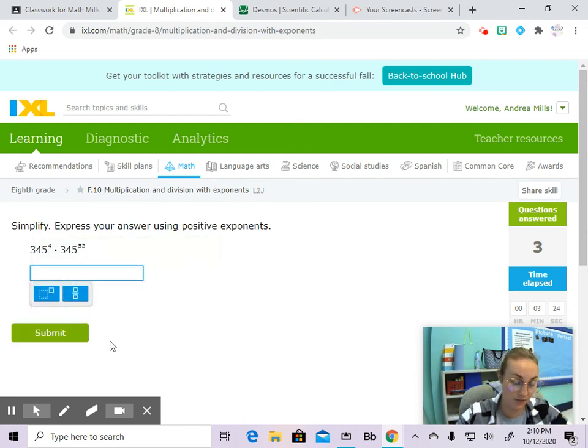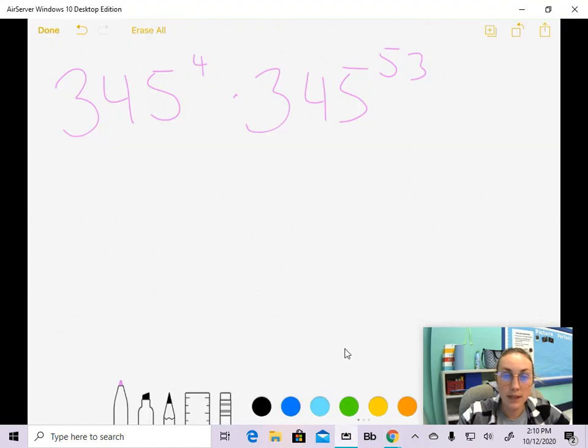All right, this one will not have that example, but I might as well do it. So we have 345 to the 4th power. We're going to multiply that by 345 to the 53rd power. So again, the bases are the exact same, so that's going to be our answer down here, 345.